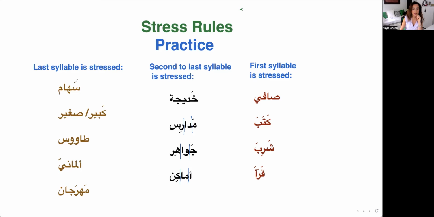Now some words where the last syllable is stressed. Oh, this should be here a kasra. So, siham. Why? Because the last syllable is a super heavy one. That's where my stress lies. Siham, which is a woman's name.